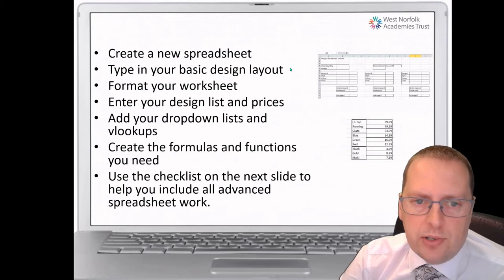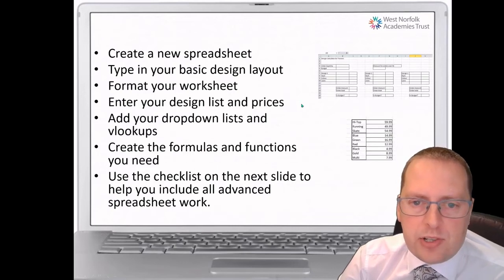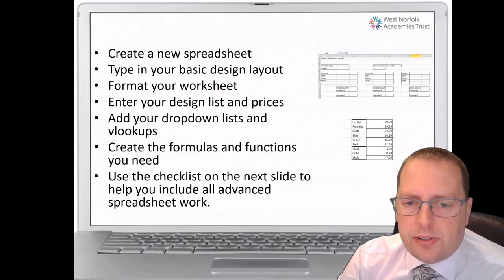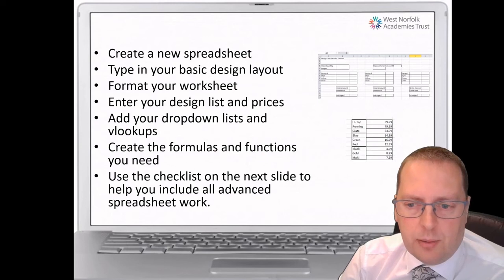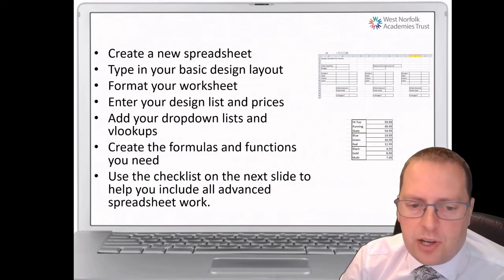So you are going to create a new spreadsheet. You're going to create your basic layout to start with, and then you can format your worksheet. You can enter your design prices, your list prices, and add drop-down boxes to help with your validation. You can include VLOOKUPs into your work. Then add the formulas and functions that you're going to need, and use your checklist on the next slide to make sure that you've completed all the tasks for your spreadsheet.